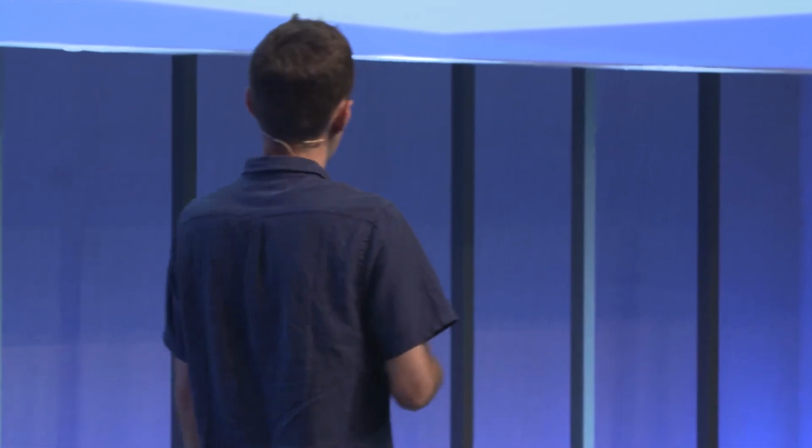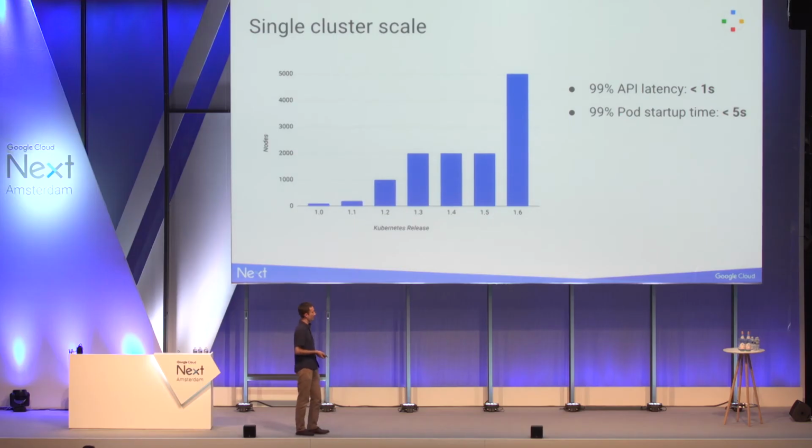But obviously not everybody wants to do that. The good news, though, is that because we operate clusters at scales like that, everyone benefits in terms of latency. So we have design targets that the Kubernetes APIs should respond in under 1 second, and that pods should start up within 5 seconds.